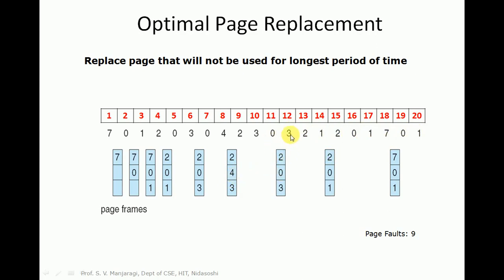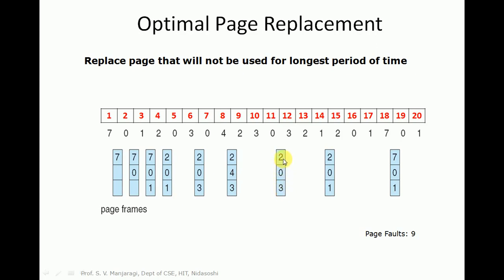The next one is 3. 3 is already there in the memory. No fault occurs. 2 is also there in the memory. No fault occurs. Next we go for the 1. So 1 is not there in the memory. Page fault occurs. Again we need to go for the page replacement. So among 2, 0, 3, which one do we replace?